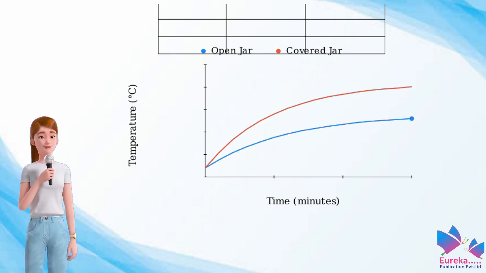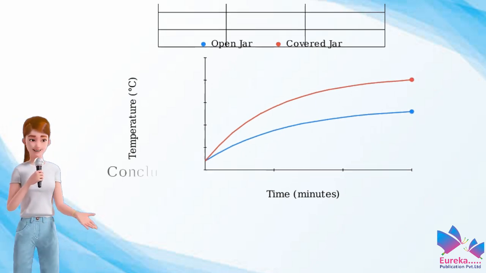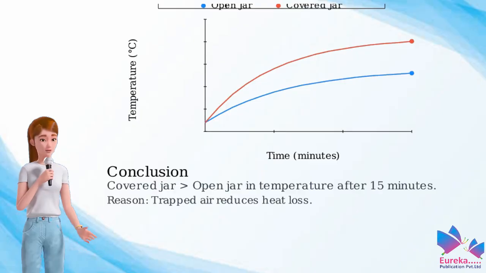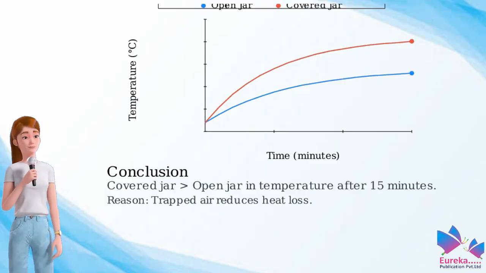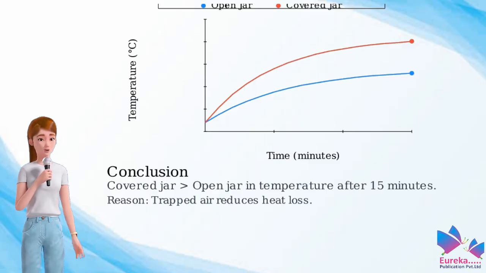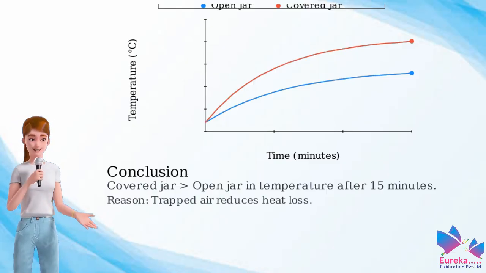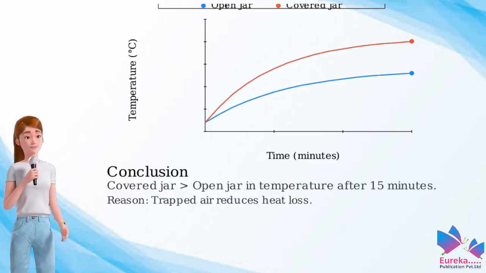Step 5. Draw a conclusion. Our data show the covered jar is warmer by minute 15. A clear conclusion is plastic wrap trapped heat and raised the air temperature compared with the open jar under the same sunlight. Finally, we reflect.